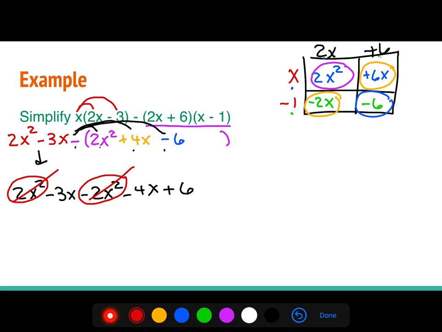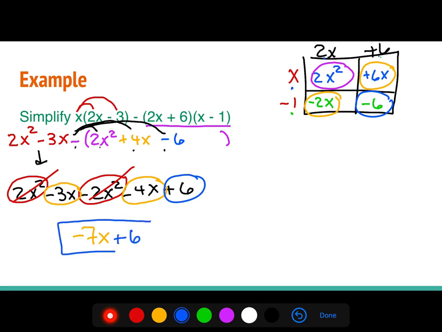And then our last step is see if anybody combines with like terms. So I'm going to start with my x squared. So I have 2x squared and negative 2x squared. Oh, wow, those cancel. They make 0. Then I do my x's. Negative 3 and negative 4 make negative 7x. And my numbers, just plain old 6. See, you're telling me that this entire thing that was said simplify with all those parentheses turned out to be negative 7x plus 6.